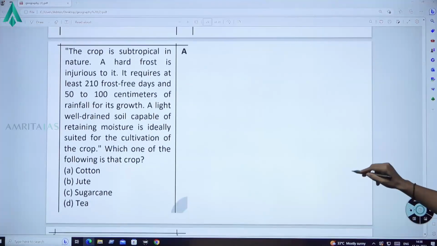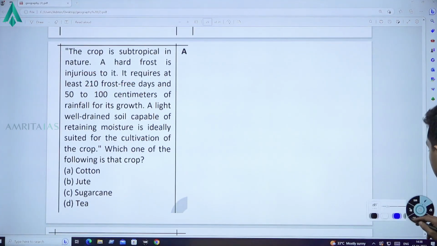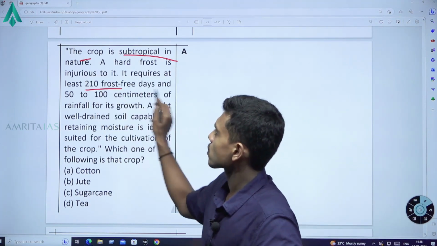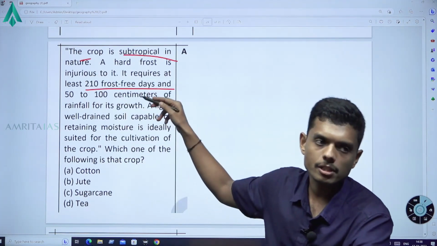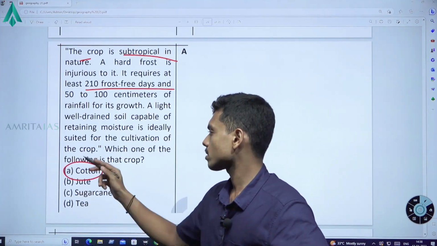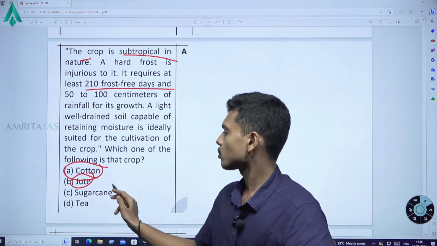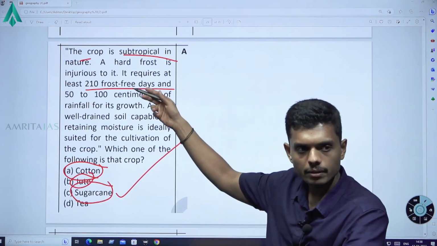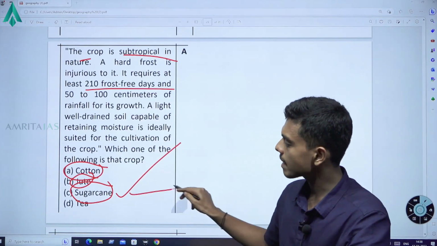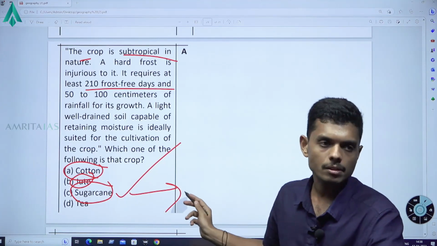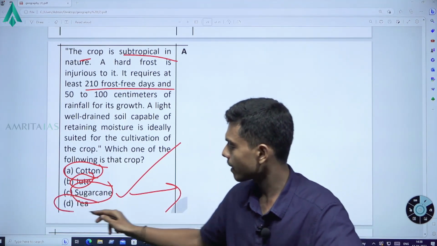Again, a crop question. They had asked about a crop which is subtropical in nature, with 210 frost-free days. See the climatic conditions they will give you, and which is the suitable crop. So they had asked cotton, jute, sugarcane. Sugarcane was given in the option, and that year they asked which is the least water efficient crop, and sugarcane was the answer.